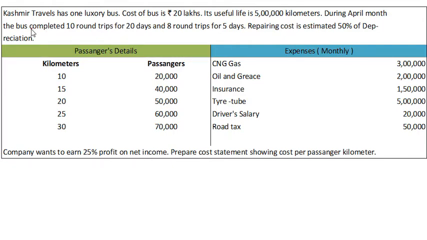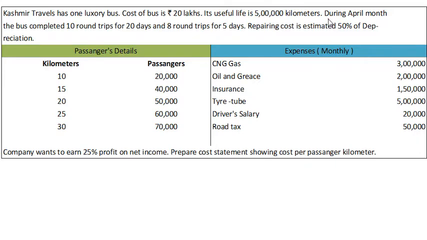Let us understand the question first. Here we are given information of a Kashmir Travels having one luxury bus. Cost of bus is 20 lakhs and useful life is 5 lakh kilometers. This information will be used to calculate depreciation. First we will get depreciation per kilometer. 20 lakh divided by 5 lakh kilometers. So per kilometer our depreciation would be rupees 4.